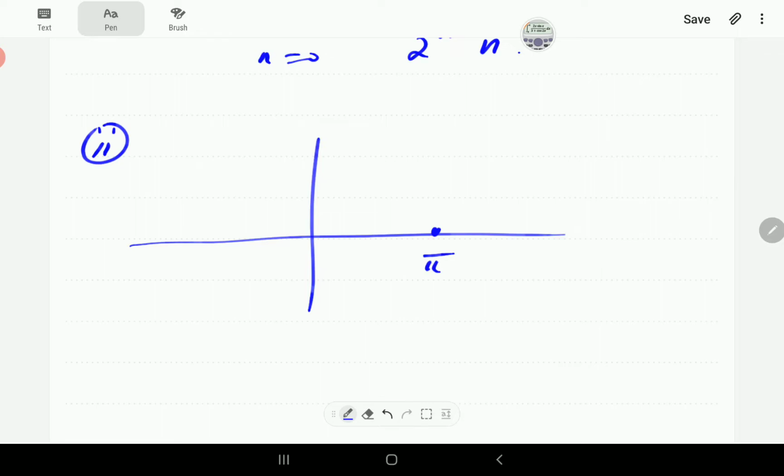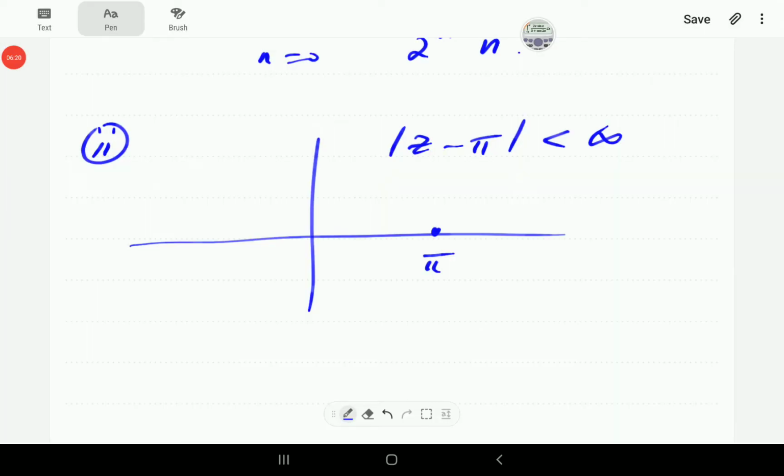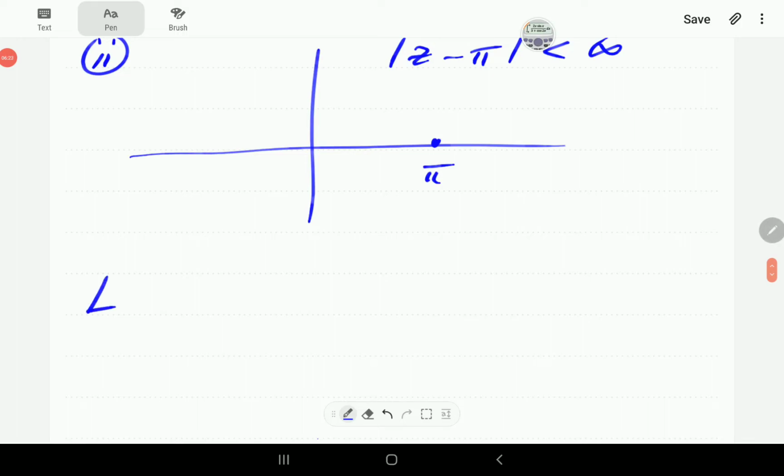And so that implies that this is going to be convergent in the region, or everywhere, so long as the modulus of z minus pi is less than infinity. The other route is to work out the value of L, as defined in the method of the ratio test of convergence.